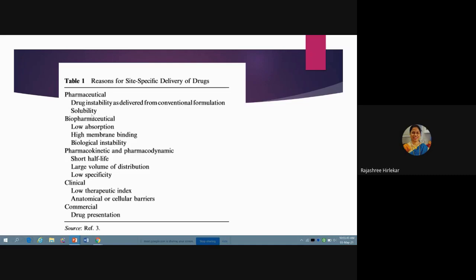Then another reason is solubility. That is, if the drug shows poor solubility in certain conditions, and you know that unless and until the drug is in solution form, it will not get absorbed. For example, weakly acidic drugs will be more soluble in the intestinal conditions. So in such cases, you want the drug to be present in the intestine for a longer time period so that it is present in solution form and is getting absorbed there. So you want the drug to reach the intestine in intact form. Therefore you want targeting of the drug to the intestine.